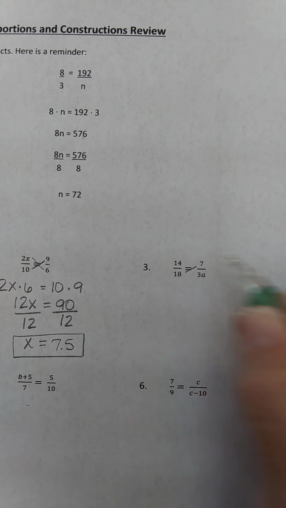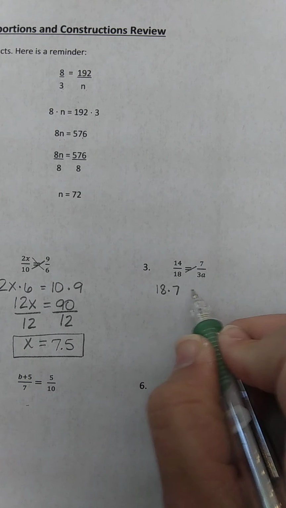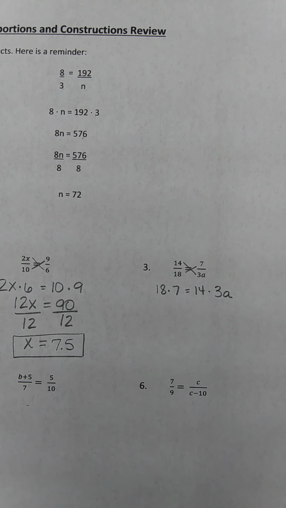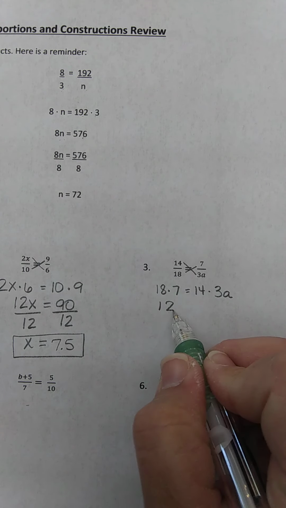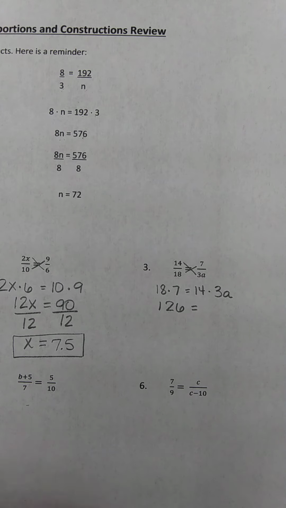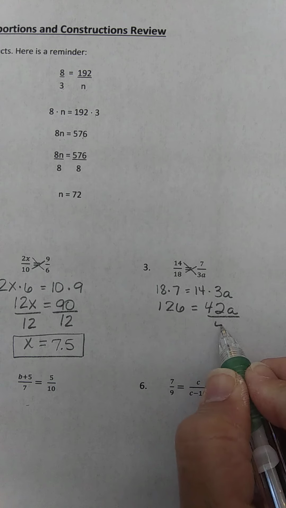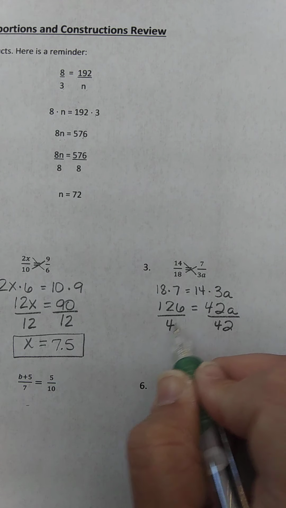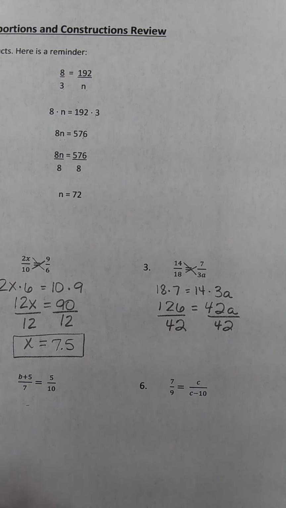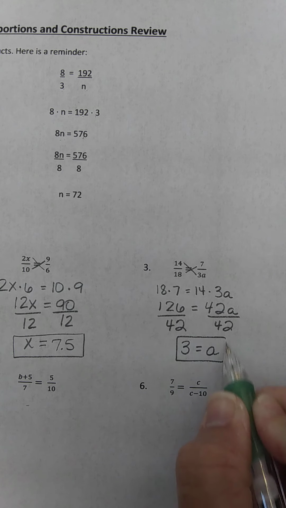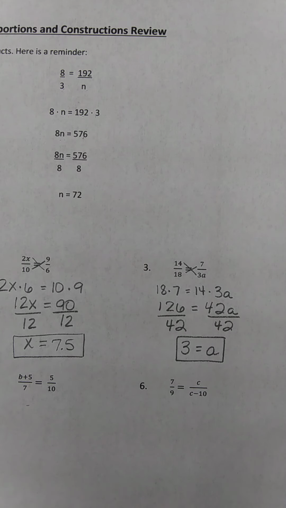Number 3, one of our cross products would be 18 and 7. And the other one would be 14 and 3a. So we'll need to do 18 times 7, which is 126. And 14 times 3 is 42a. Then we're going to need to divide by 42 to get a alone. Remember, it doesn't matter which side of the equal sign your variable is on. Just leave it wherever it is. And when we divide that, we get 3 as our value for a. Nice whole number answer on that one.